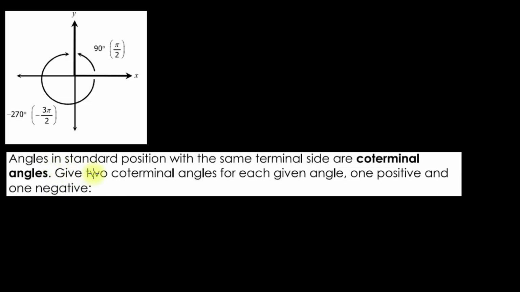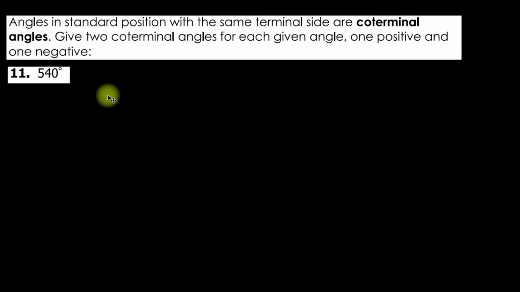So next I am going to show you guys how to find coterminal angles. Angles in standard position with the same terminal side are coterminal angles. They have the same terminal side. So here we want to find two coterminal angles for each given angle, one positive and one negative. They have the same terminal side, so that means it's going to change by 360 degrees. So for example, let's say I have this angle here.